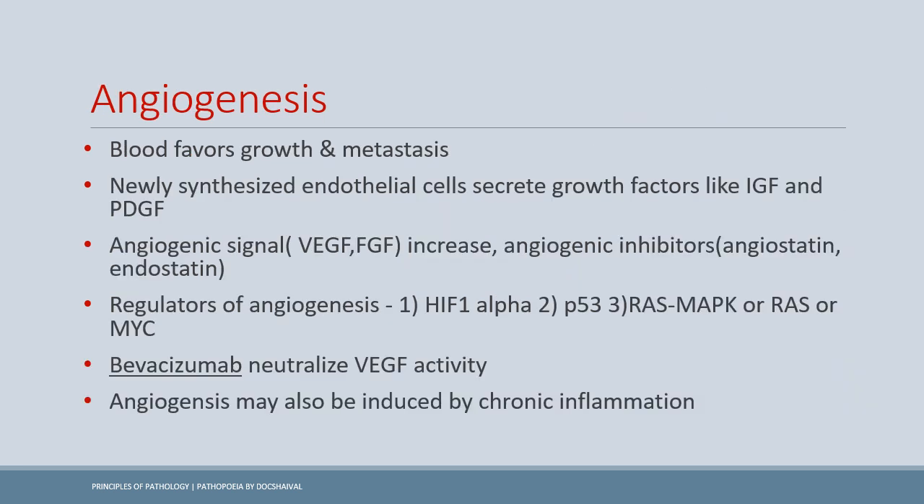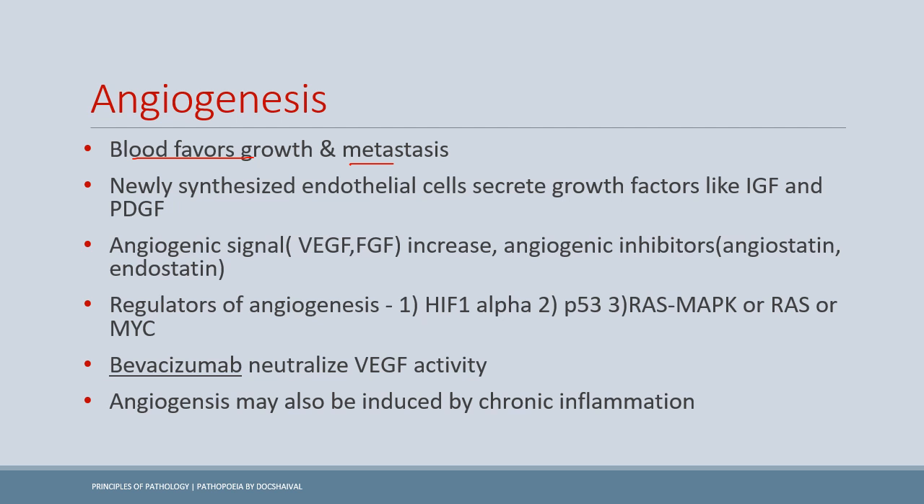Now, angiogenesis. One of the important things about angiogenesis is that we know that blood favors growth and blood favors metastasis. Blood brings in the nutrients, and blood also takes a few cells along with it to some new locations wherever the cancer is going to spread. But what is the mechanism behind the angiogenesis?